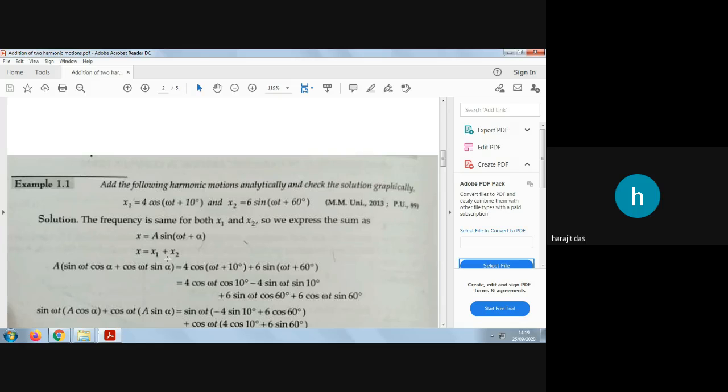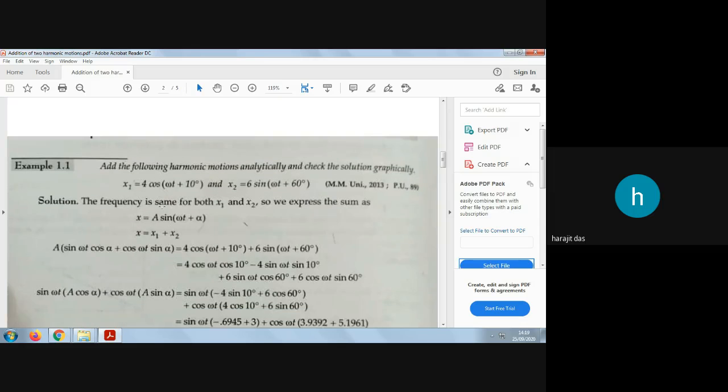So how will we do this? Earlier the resultant displacement equation was x equals A sin(omega t plus phi). Now I have taken it as omega t plus alpha; earlier it was theta, now here it is alpha. If you do not take this also, you can still calculate, no problem. So x equals x1 plus x2, and for this they have written A sin(omega t plus alpha) here.